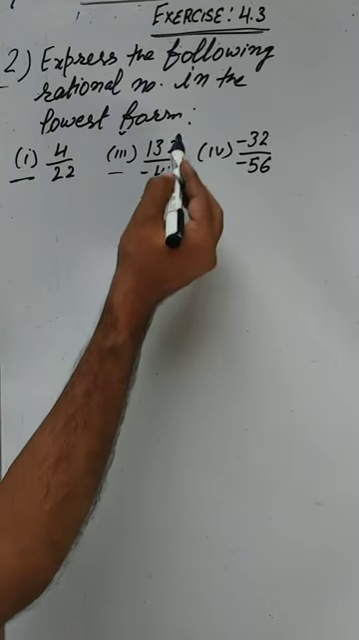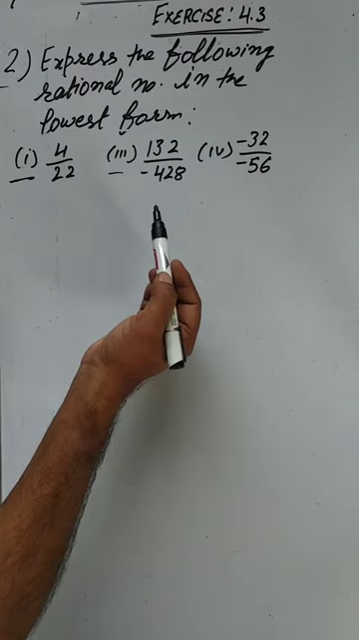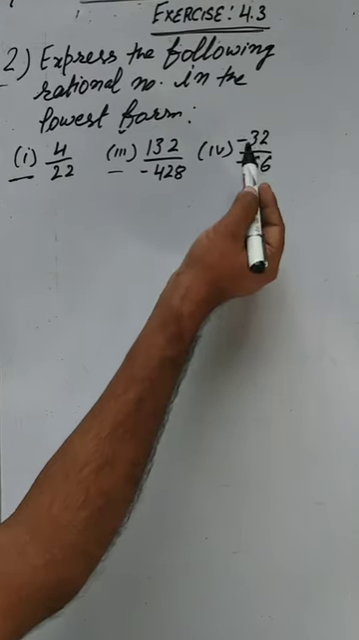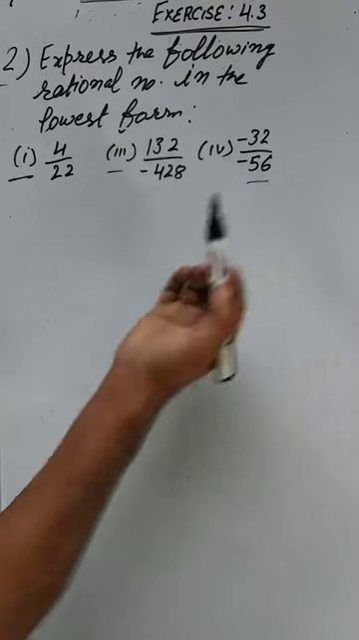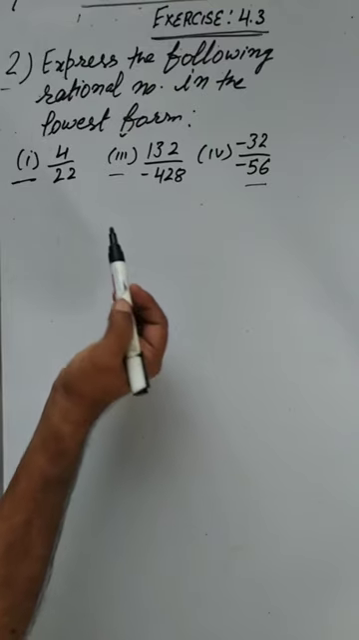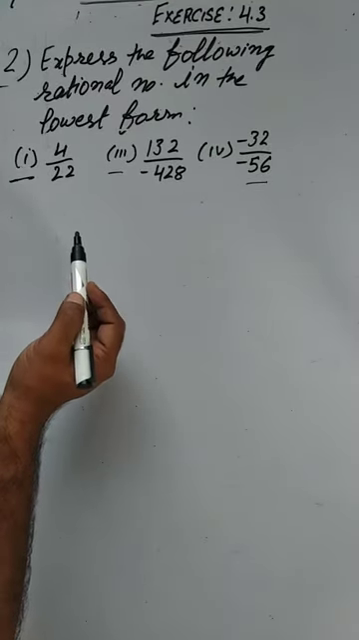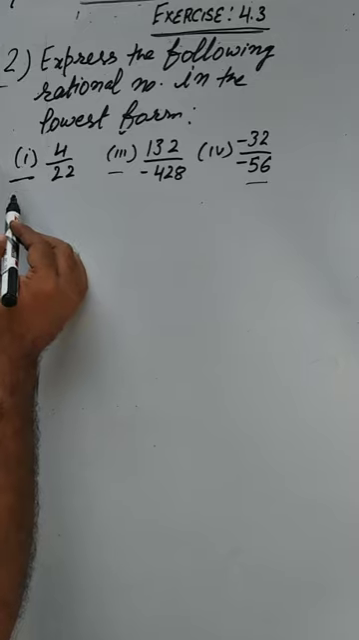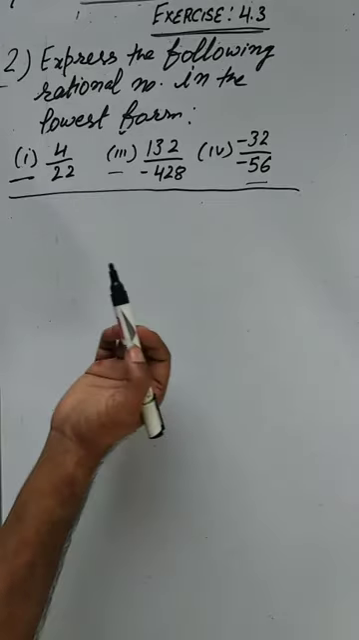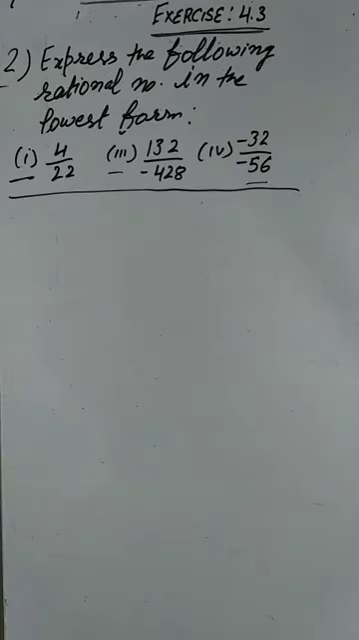4.22. Third part is 132 upon minus 428. And fourth part, minus 32 upon minus 56. Okay, beta, as I have explained the second part, you have to try these parts by yourself. I'm sure you can easily solve these parts.